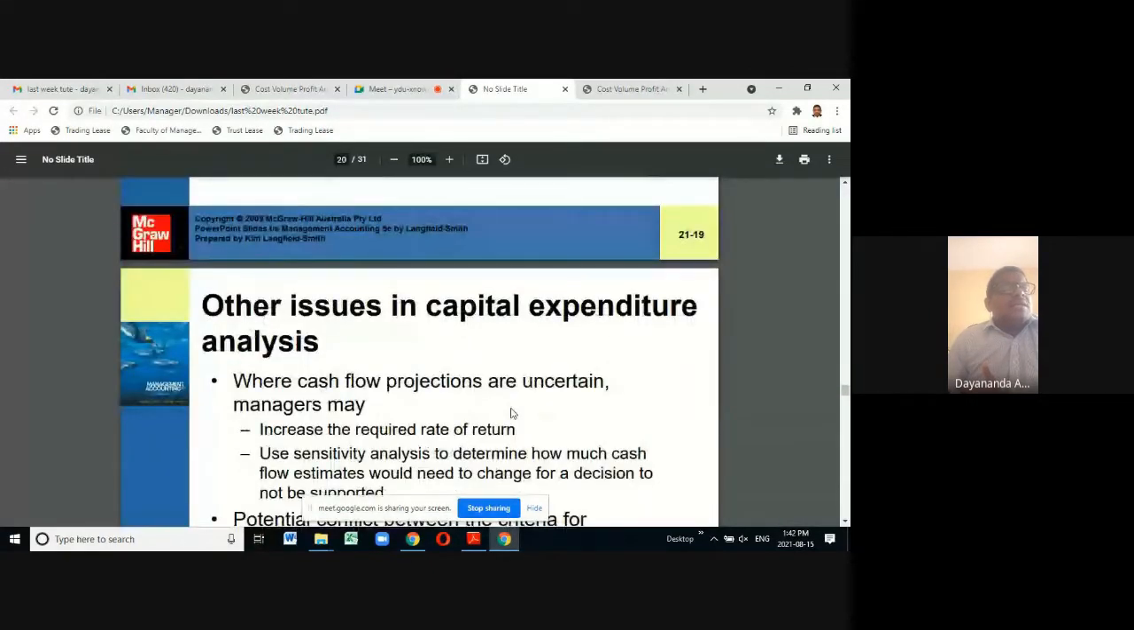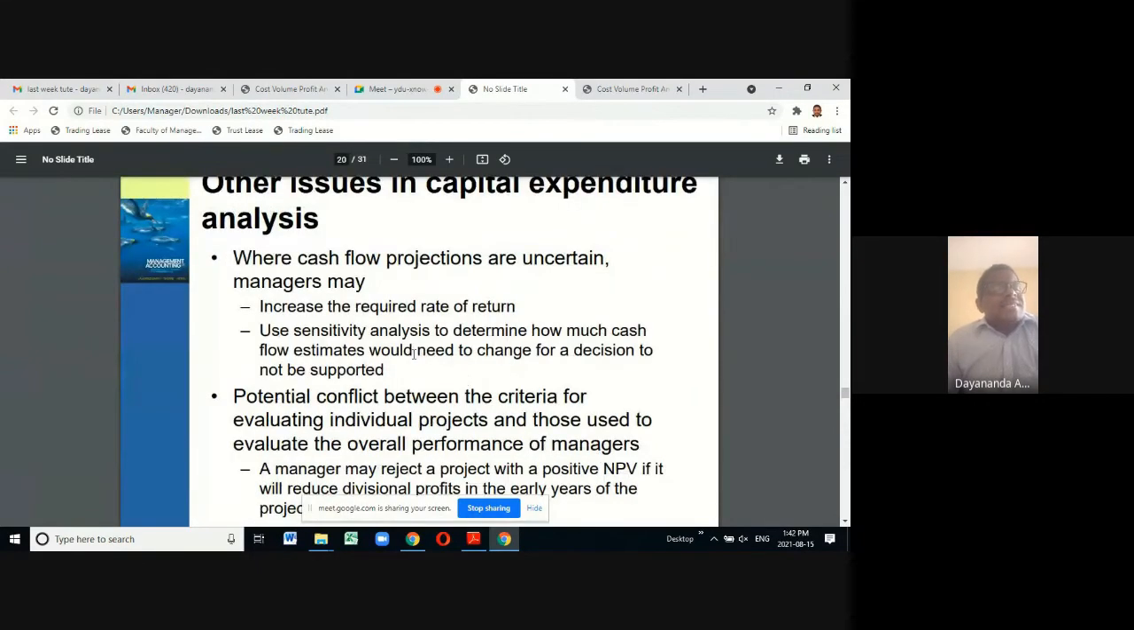Also we discussed the other issues in capital expenditure analysis where we stopped. Where cash flow projections are uncertain, many managers may increase the required rate of return, or use sensitivity analysis. We discussed sensitivity analysis also, I think I can remember. Potential conflicts between the criteria for evaluating individual projects and those used to evaluate overall performance of management.